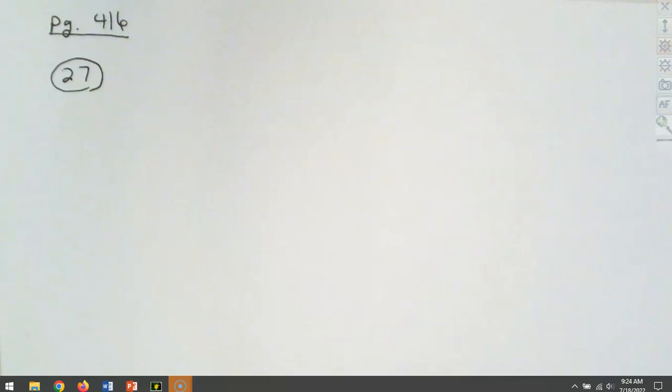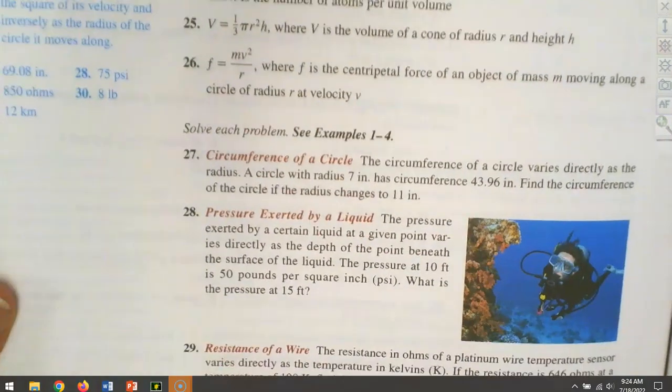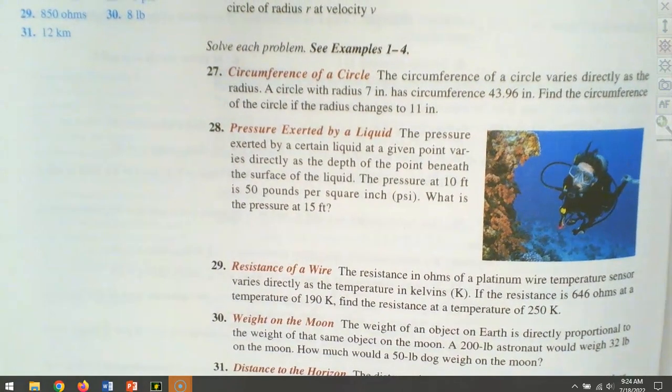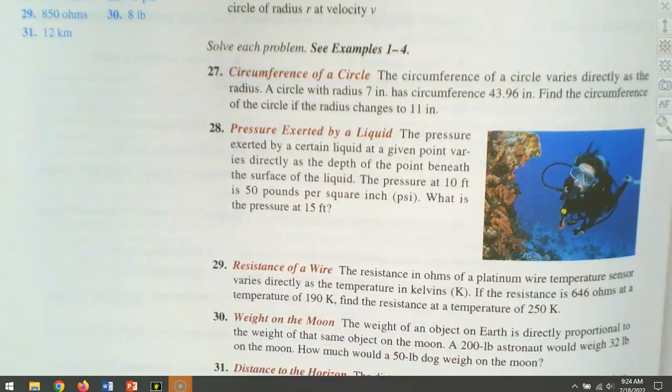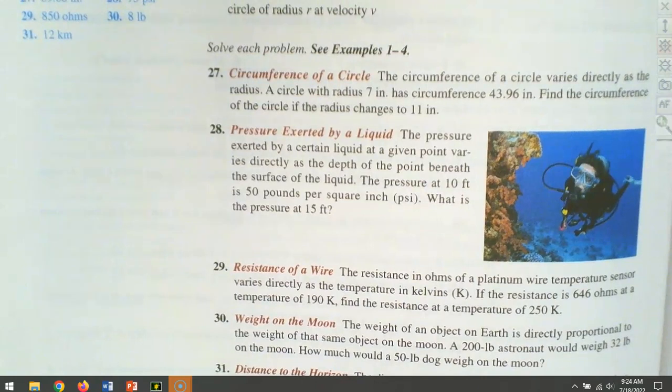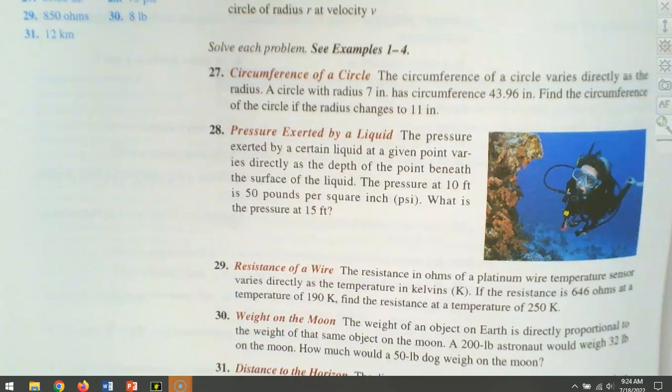So we're going to look at question 27, and we're going to see how these relate to each other. And this is talking about the circumference of a circle. So that's the distance around the circle. The circumference of a circle varies directly as the radius. And we know that because as you increase the radius of a circle, what happens to its circumference? It gets bigger, right? The distance around gets bigger. So the bigger the radius, the bigger the distance around. So they directly vary. One increases the other one.